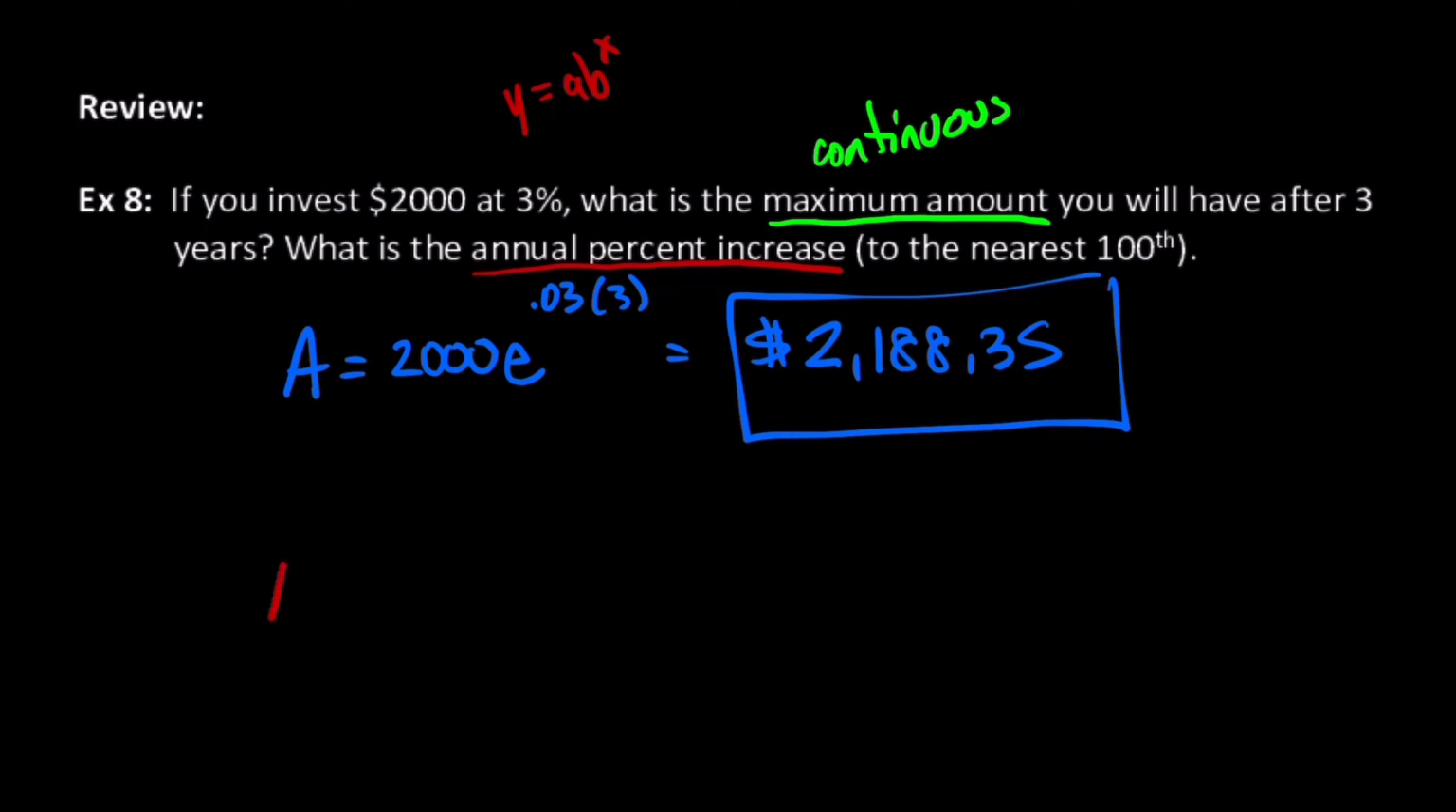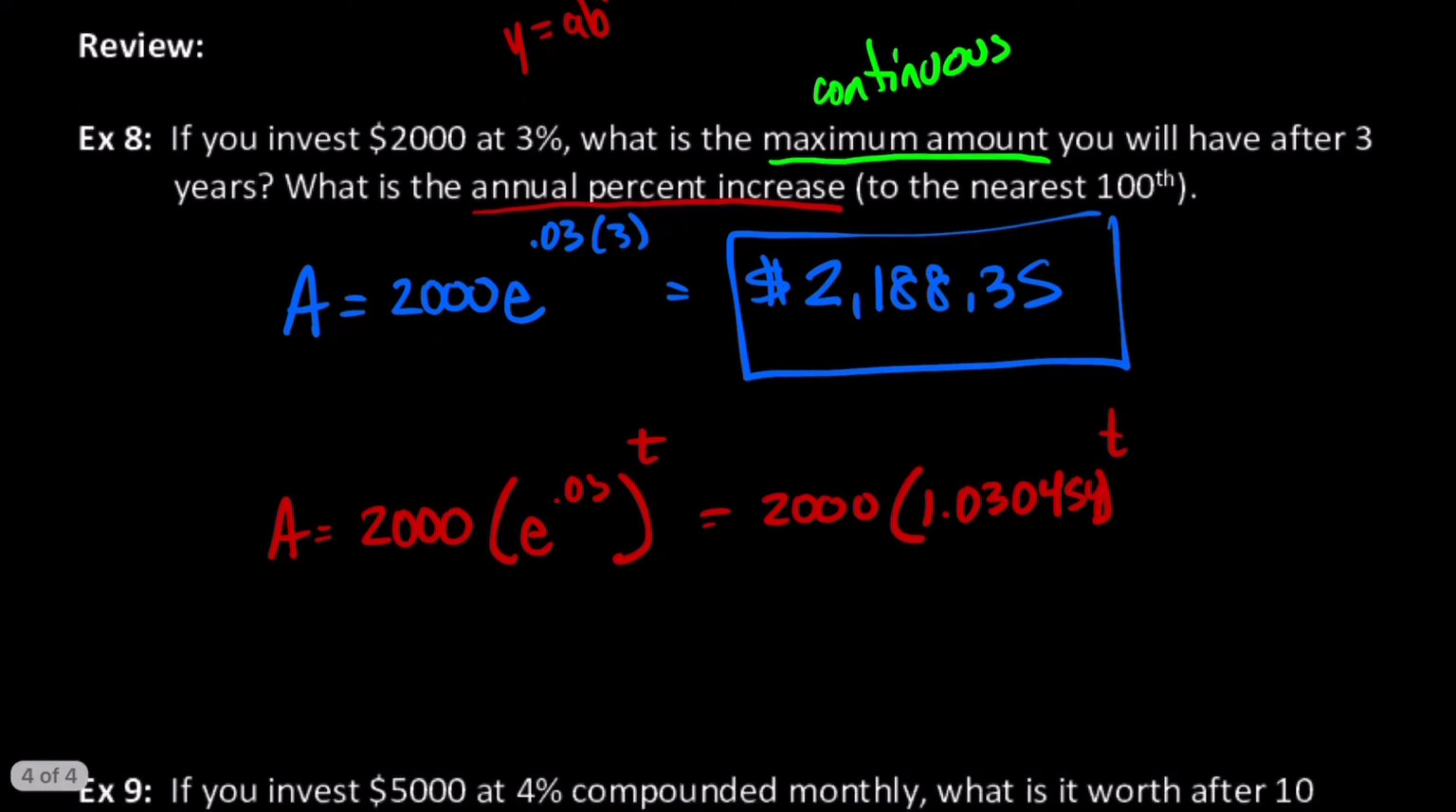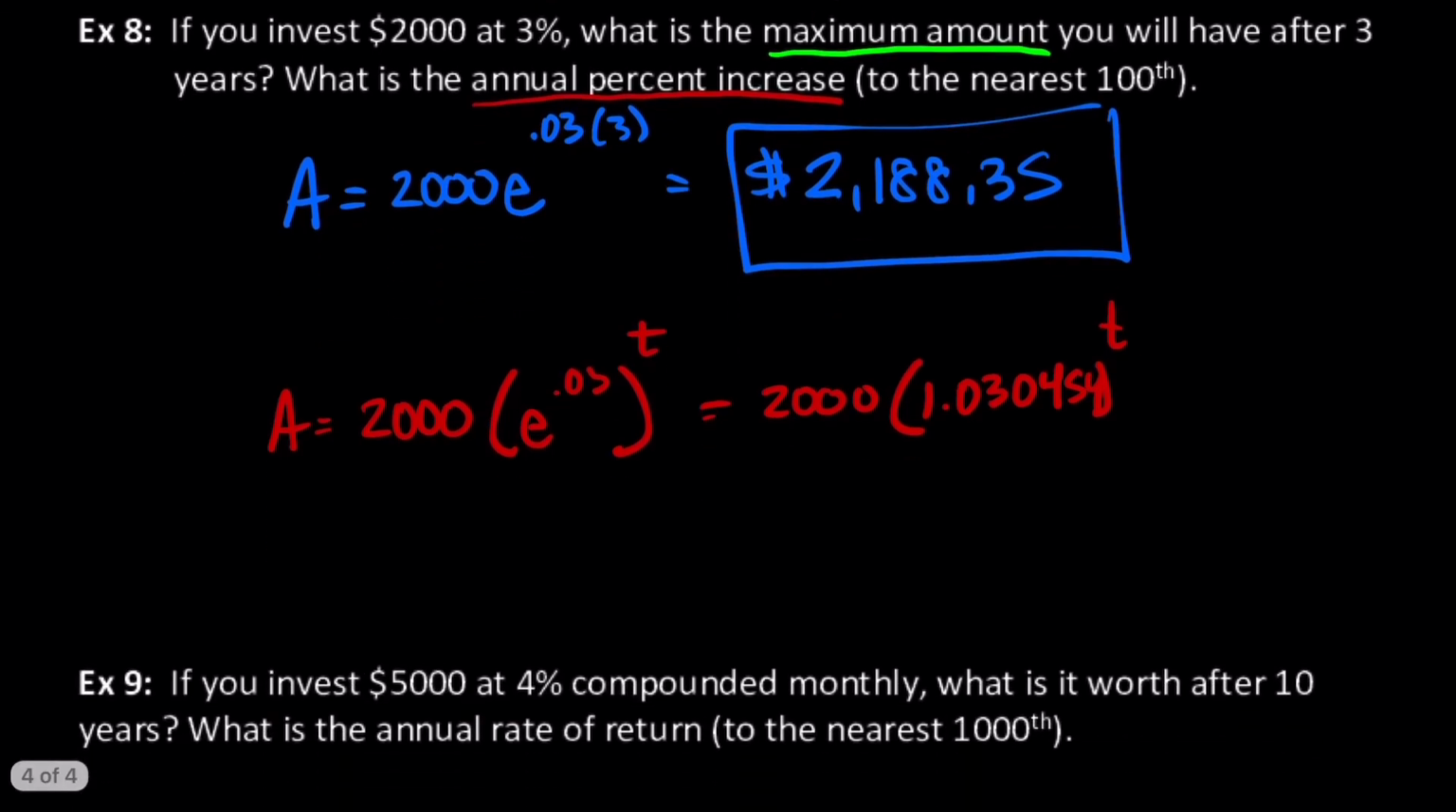Not too hard. A equals 2,000 times e to the 0.03 to the t. All right, so what's that? 2,000 and e to the 0.03. Let's see what I get for that. 1.030454. So percent increase is not this. This is your growth factor. It's how far this is from 100%.